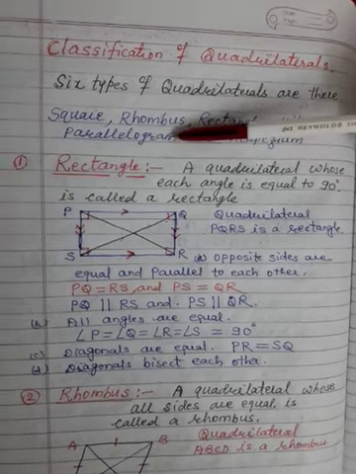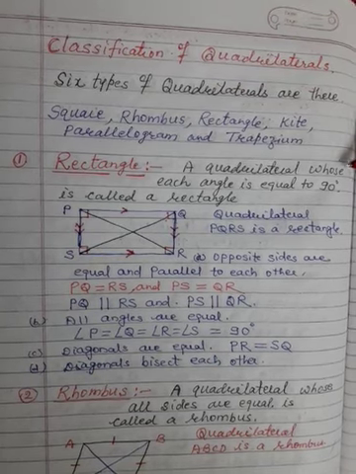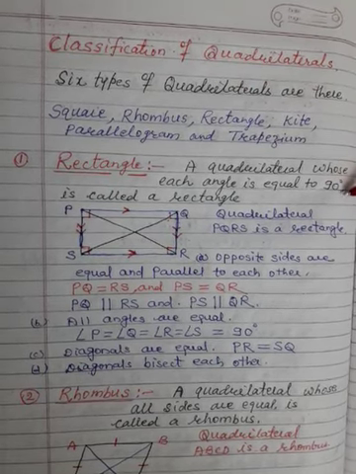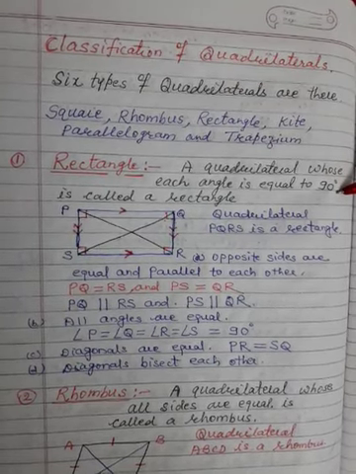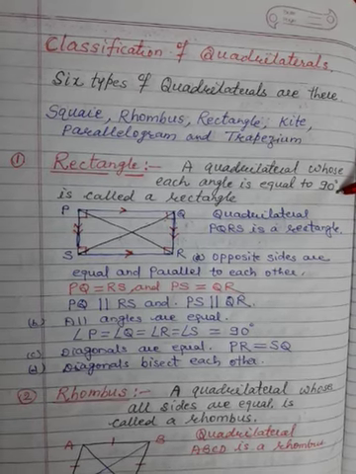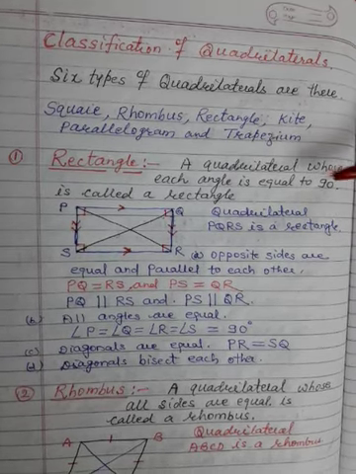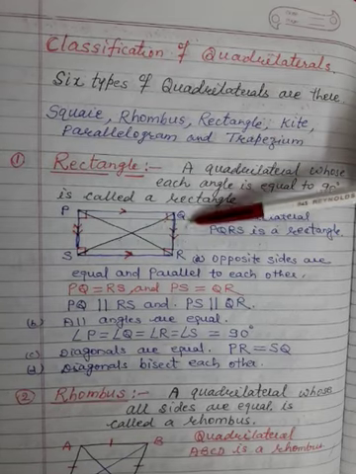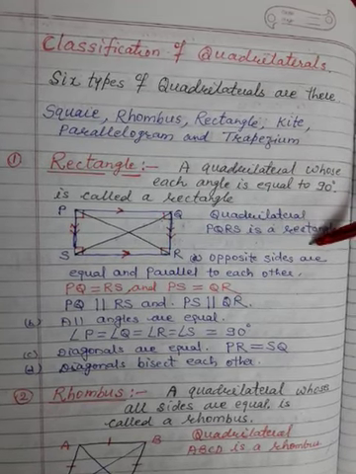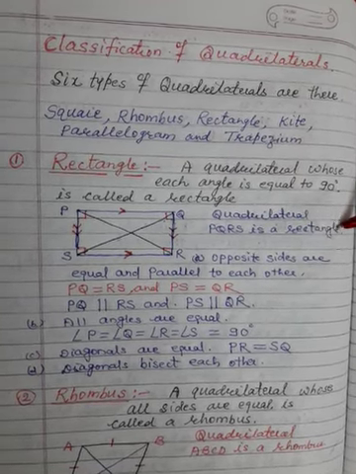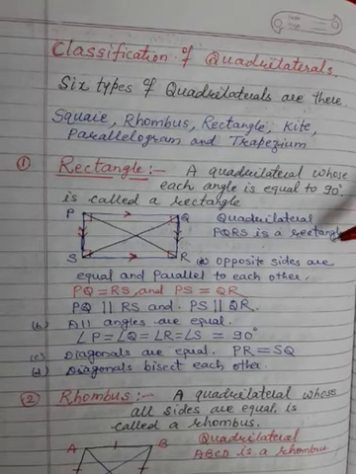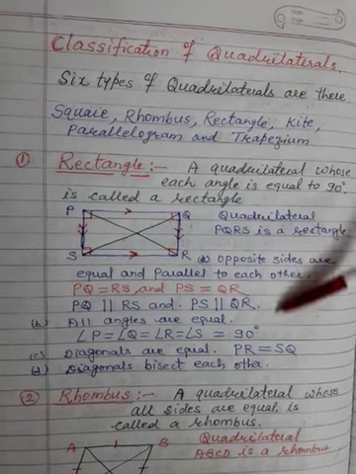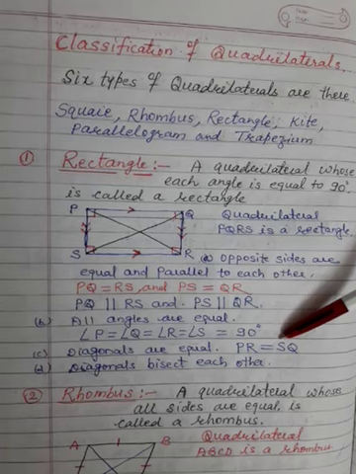Now first come to the rectangle. A quadrilateral whose each angle is equal to 90 degrees is called a rectangle. Here PQRS is a quadrilateral, meaning the rectangle. PQRS is a rectangle, and these are the properties of a rectangle.